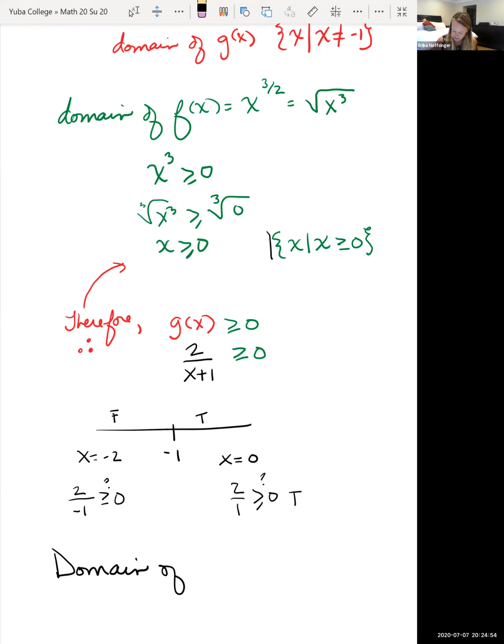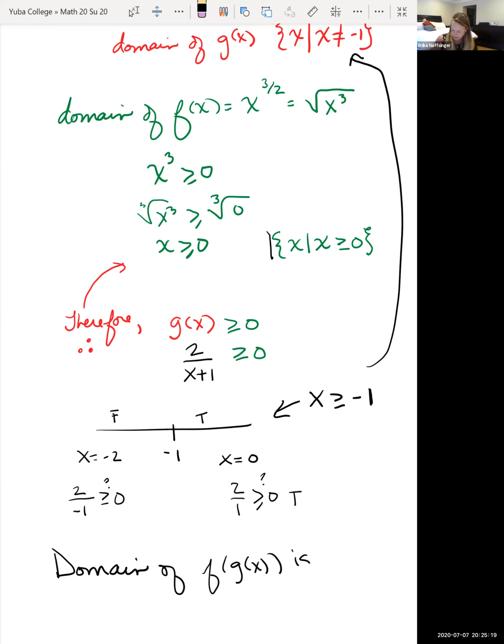So x had to be greater than -1, but x cannot be -1. And so our domain is x such that x is strictly greater than -1.